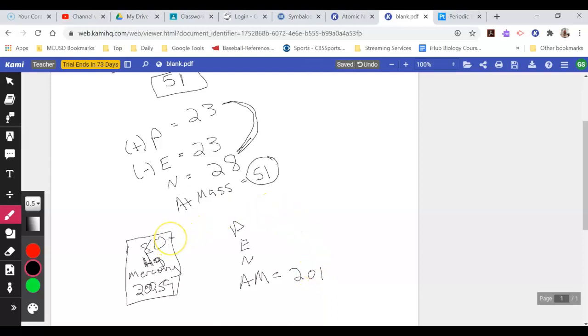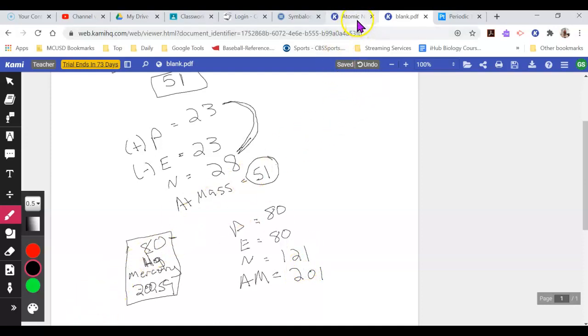The number of protons is going to equal your atomic number, so that's 80. And again, even though we're not doing it, please make sure you know that the protons and electrons are always equal. Then for the number of neutrons, we subtract 80 from 201. That should be 121. And then you can add those together to get the atomic mass.